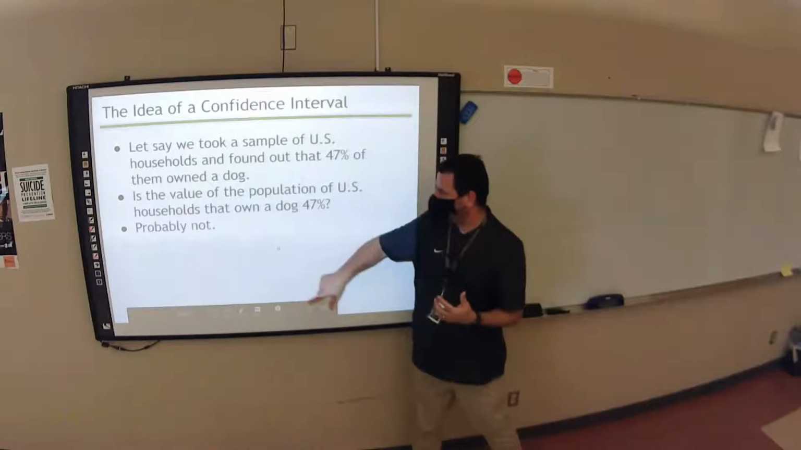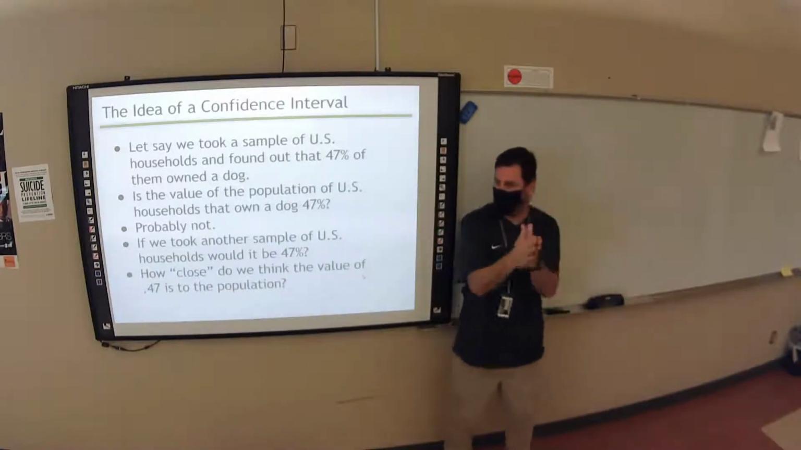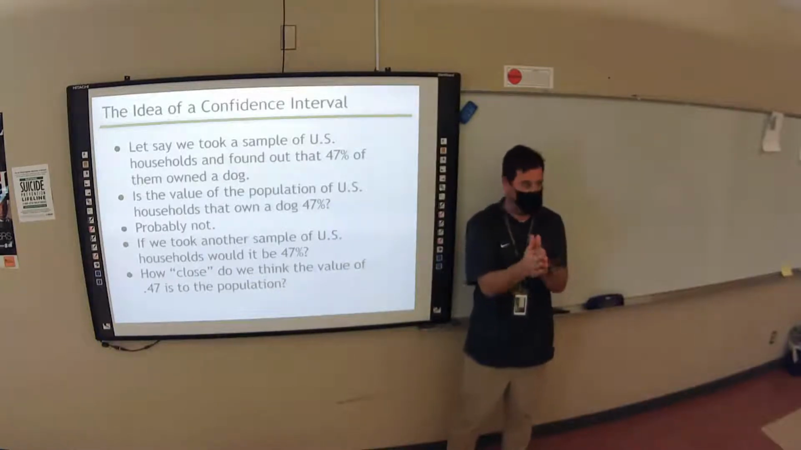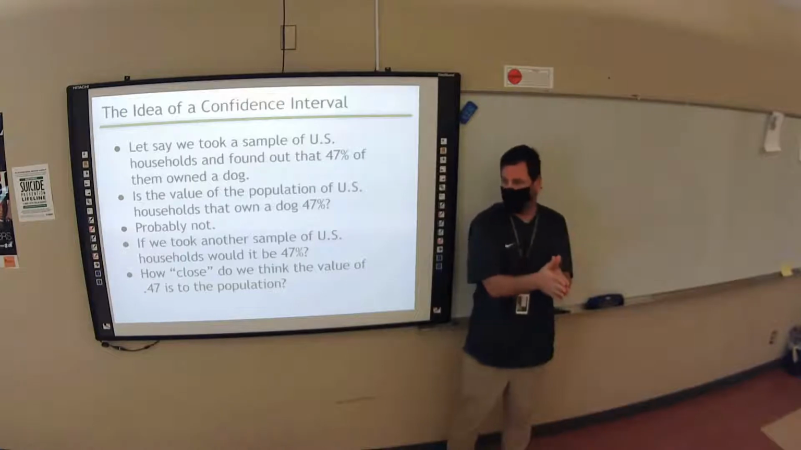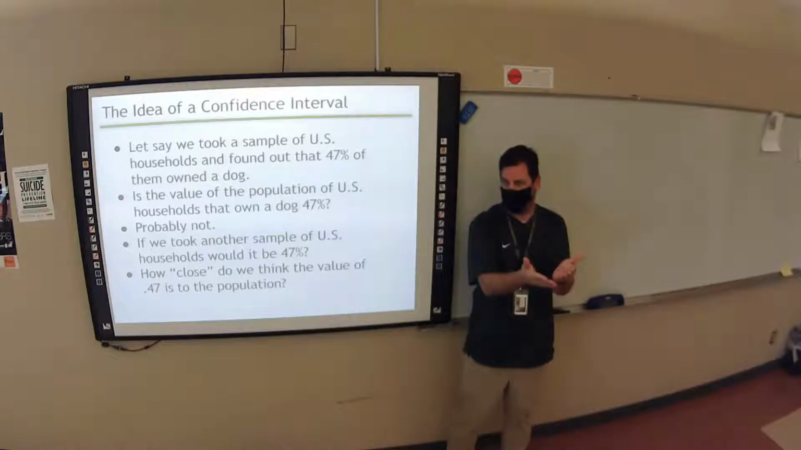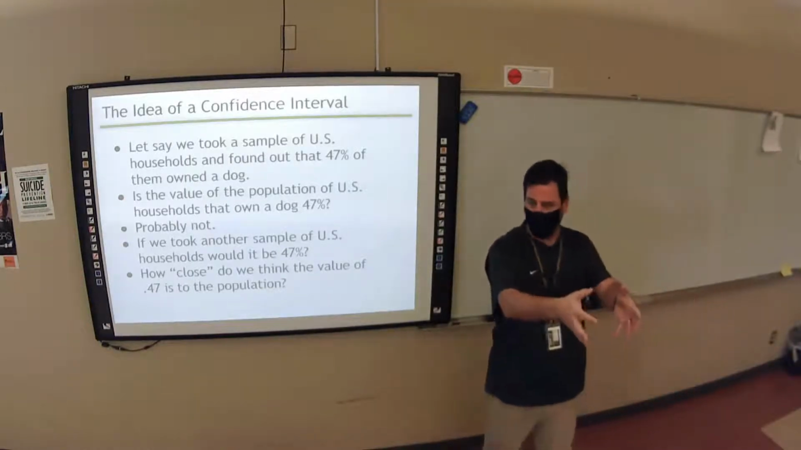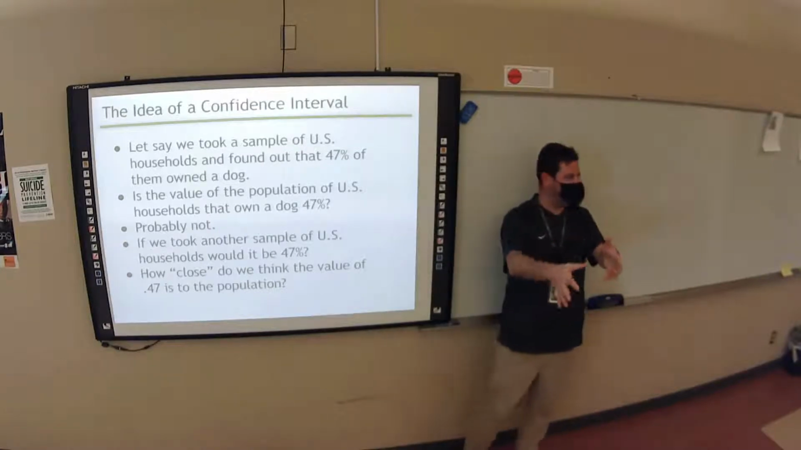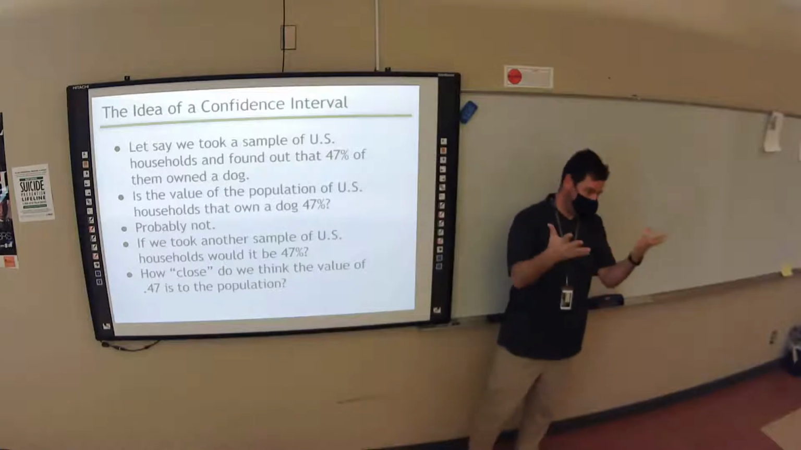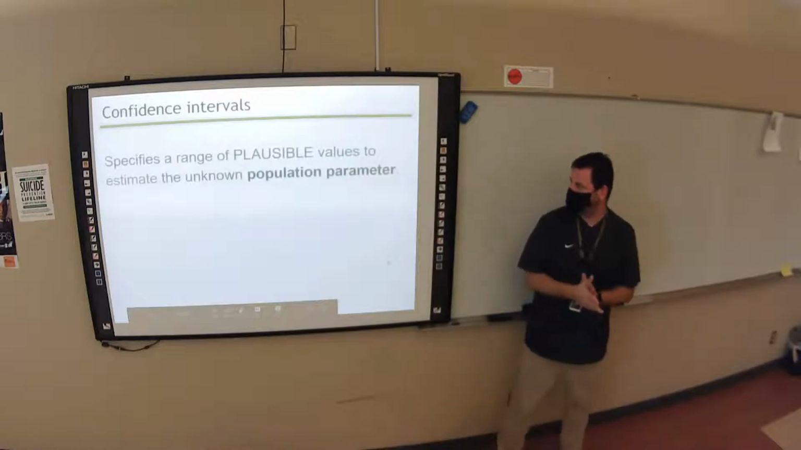So our big question is, if we took another sample, would it be 47%? How close do we think that 47% is to the population? Well, most of the time we don't know what the population is. We hope it's really close, but sometimes we don't know. So we have a little bit of wiggle room in there. That's what this interval is going to give us. We're going to calculate some interval, and we really think that the population average is inside of there. That's what we're going to end up doing today. Fair enough? Confidence intervals. Here we go.